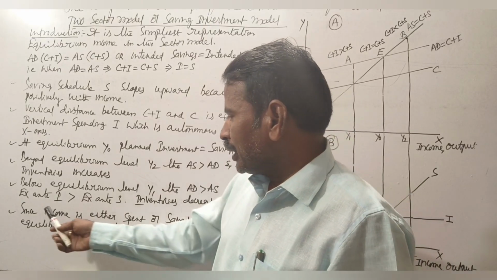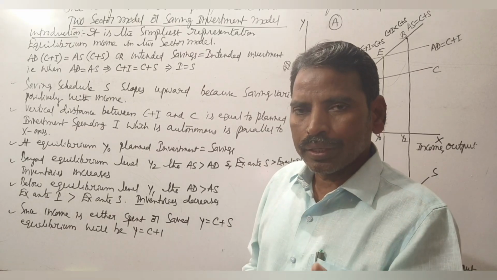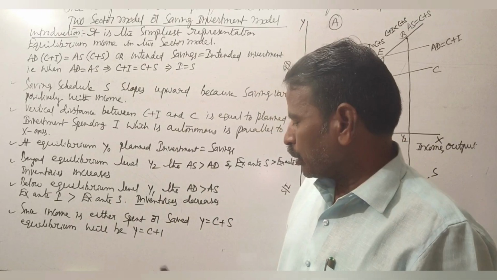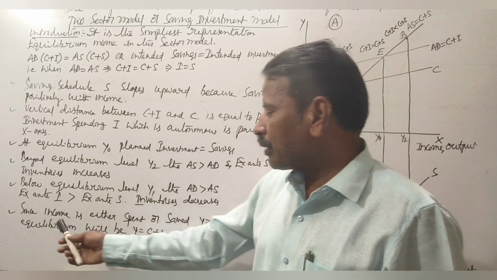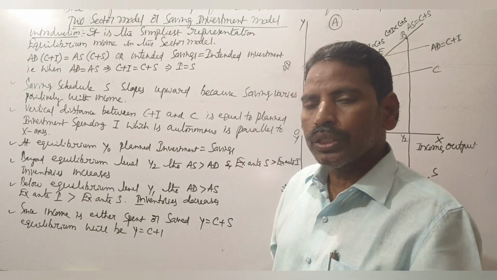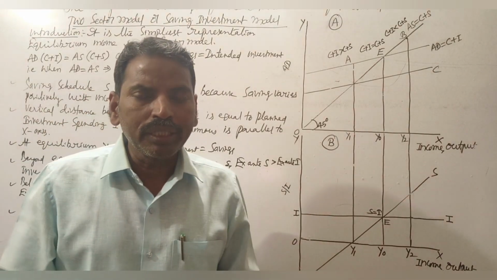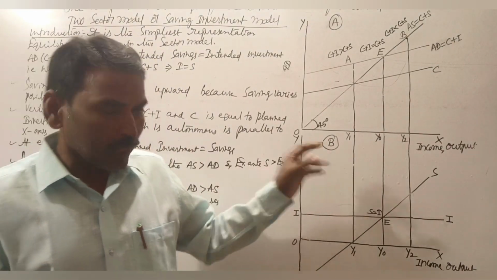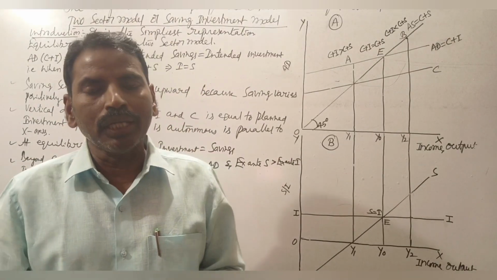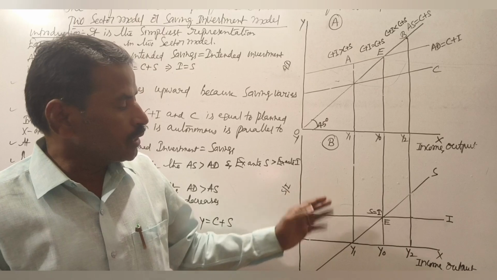Right. Next, since income is either spent, that is consumption, or saved, that is Y is equal to C plus S. The equilibrium will be Y is equal to C plus I. So here we can conclude that panel B explains the Keynesian theory of determination of national income with the help of the savings and investment model, or leakages and injection model.